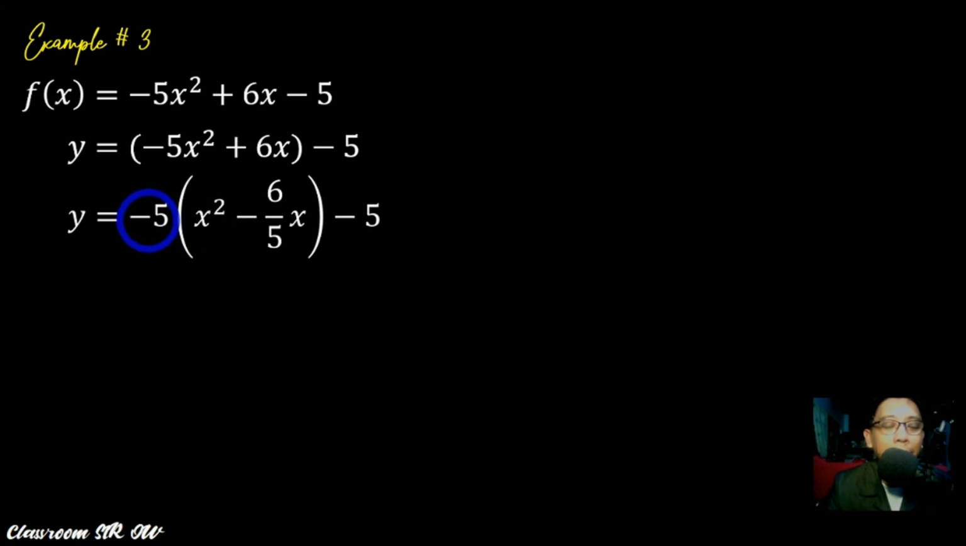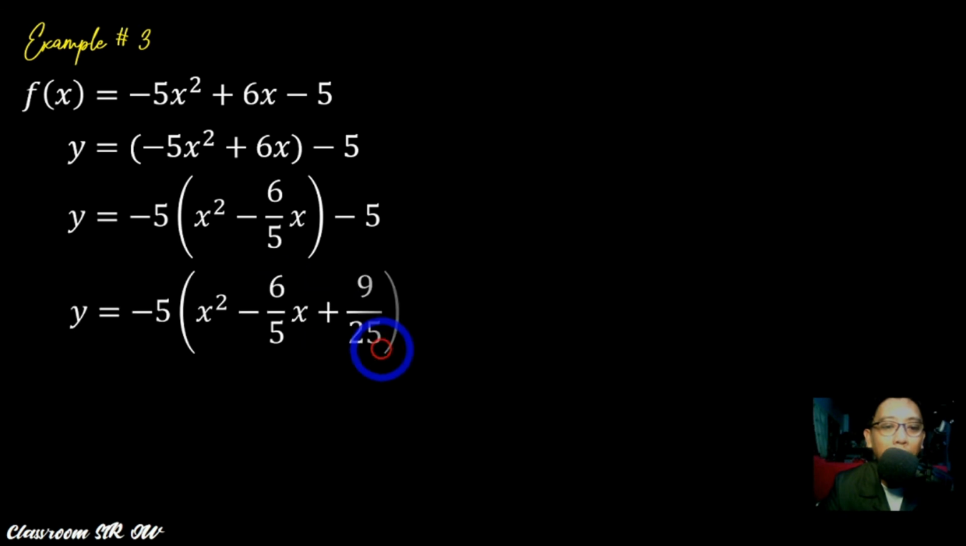Now, if you notice, guys, 5 is not common here. So if you are going to distribute negative 5 here, we can cancel the negative and we will arrive with 6 over 5 x minus 5. Then after this, of course, we will now complete the trinomial so that it would be a perfect square. So plus 9 over 25. So there is actually a proof.